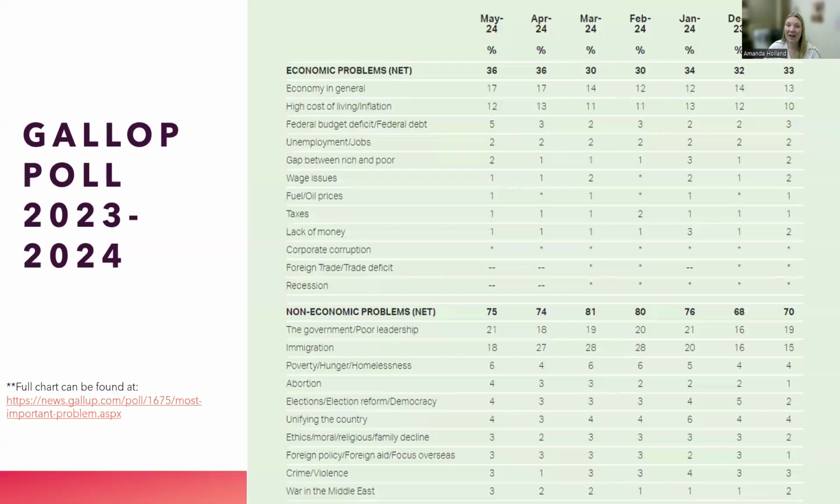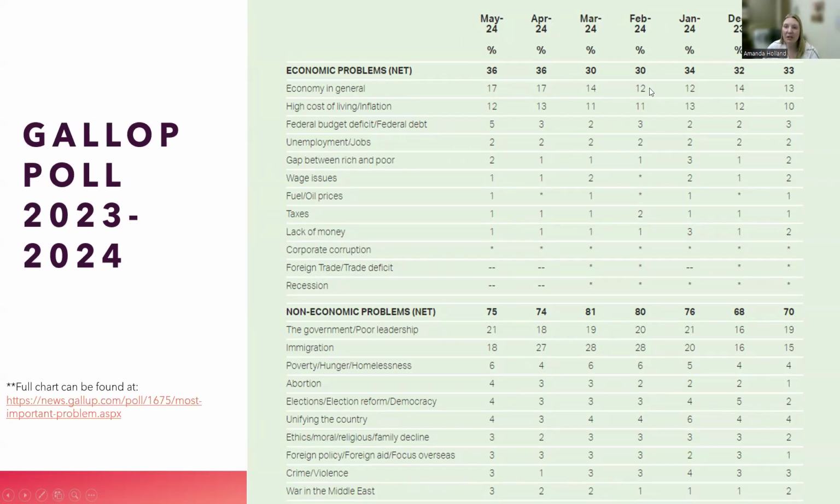All right, ready? Perfect. So on this slide, I want to know if some of these problems are the problems that you see in your own life and what we can do or need to do about them. This is a Gallup poll from 2023, 2024, and you'll see that these date back. The data is from May to November of this last year.